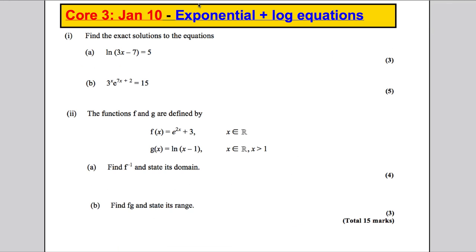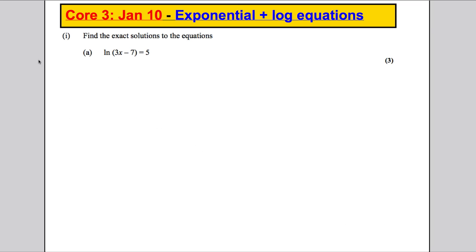Okay, next question. Okay, let's work through this part by part. Find the exact solutions to this equation here. Log base e, or ln, of 3x minus 7 is 5.